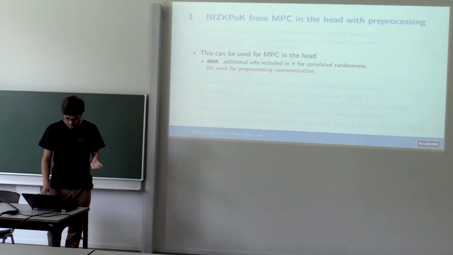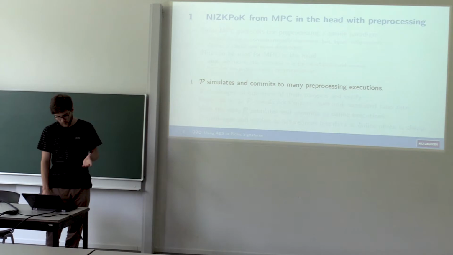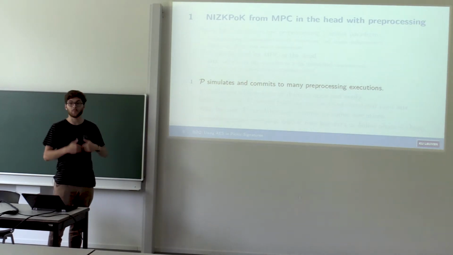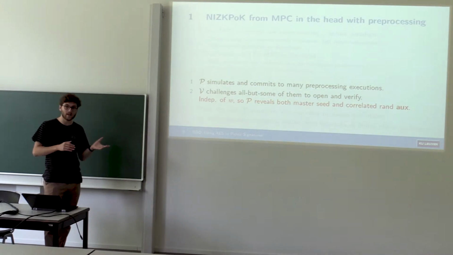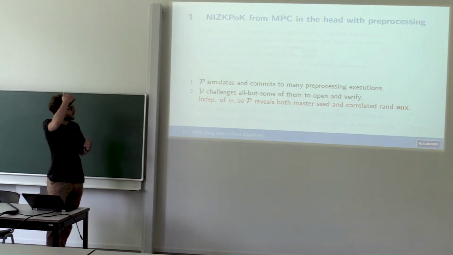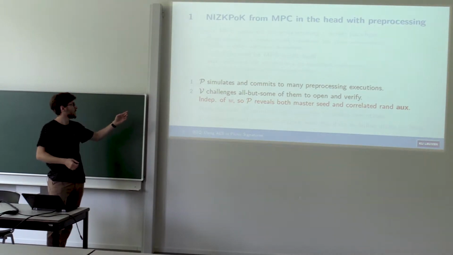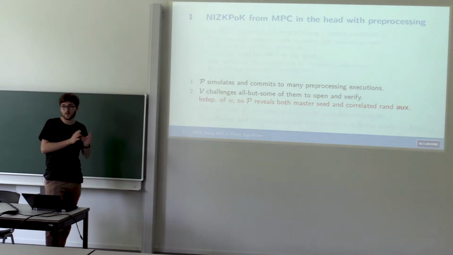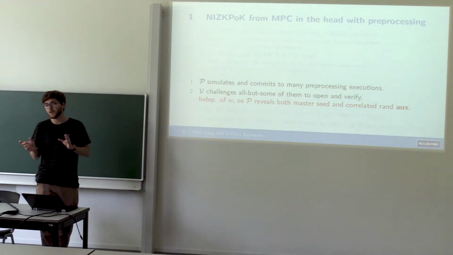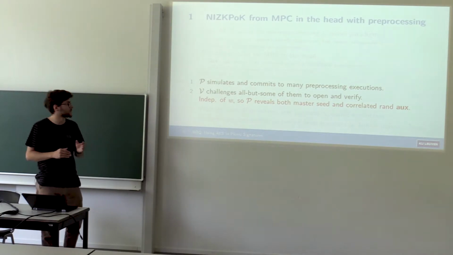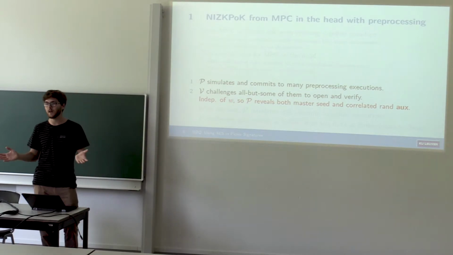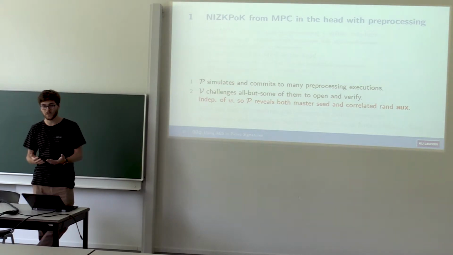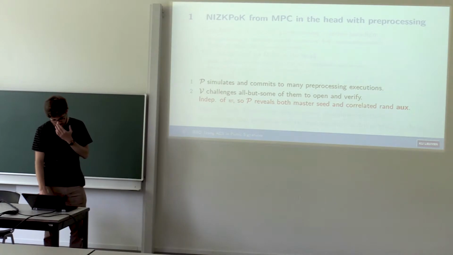So how would a full-scale proof work? The prover would first simulate and commit to the pre-processing execution. The verifier would challenge all except some of them to open and verify. And here it's very efficient, because since this is independent of the witness, the prover can reveal both the master seed, which is very short, and just the auxiliary information, which we're going to try to make as short as possible. And using only these 2 pieces of information, the verifier can verify an entire pre-processing execution. So it's very cheap in terms of proof size.